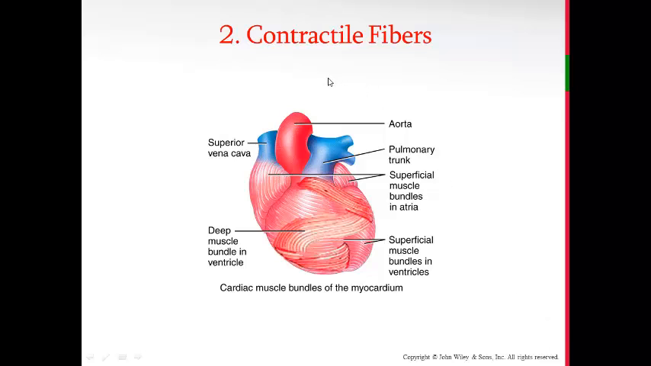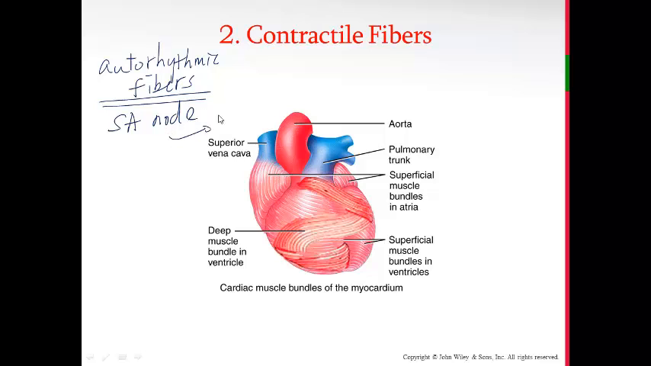Hi, in this video, we'll continue with chapter 20, and we talked about the autorhythmic fibers. Remember, these are the ones starting from your SA node, and it sends out the action potential and through eventually reaching your contractile fibers. So your contractile fibers really are your cardiac muscles, and they are in the same place as your myocardium.